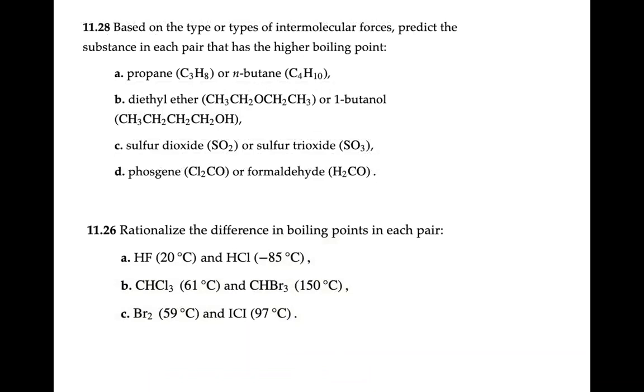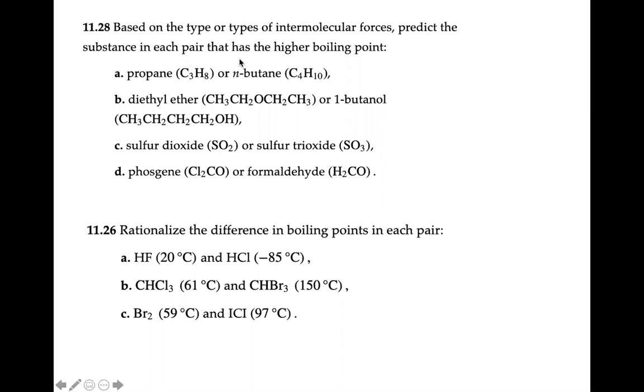Notice here, to finish up within this one, two different types of questions. This one at the top, 11.28, is asking you to make a prediction. Predict which of these has the higher boiling point. If I look at example A, propane or n-butane, it's asking me to make a prediction. First, I'm going to say, okay, those are both largely nonpolar molecules. I know dispersion forces are present. They're going to be greater in the n-butane because it has a larger molar mass. That's how I'd be looking at that feature.